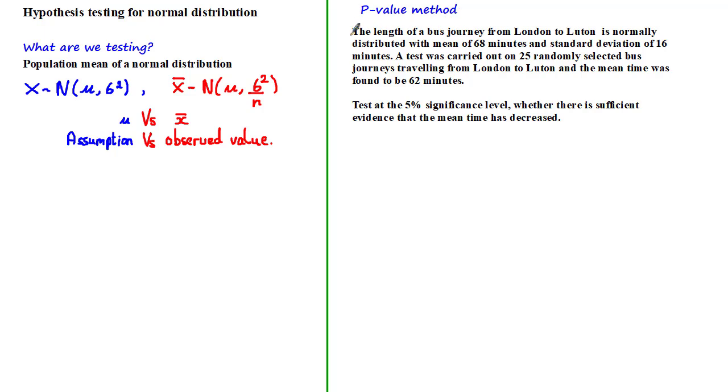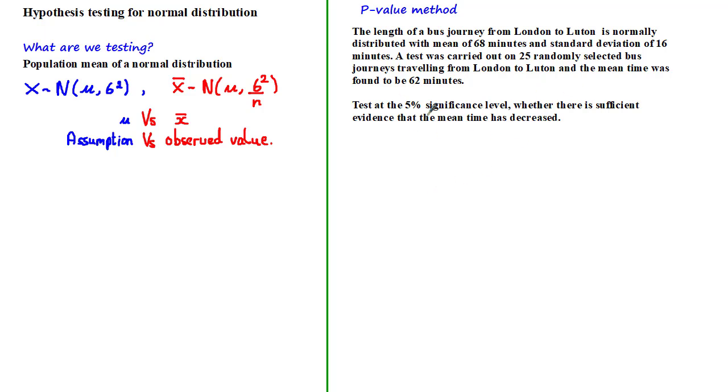So in this question, we're given that the length of a bus journey from London to Luton is normally distributed with a mean of 68 minutes and standard deviation of 16 minutes. A test was carried out on 25 randomly selected bus journeys travelling from London to Luton, and the mean time was found to be 62 minutes. Test at the 5% significance level whether there is sufficient evidence that the mean time has decreased.